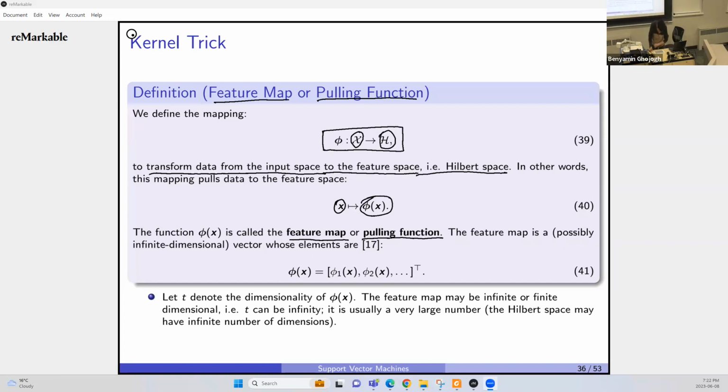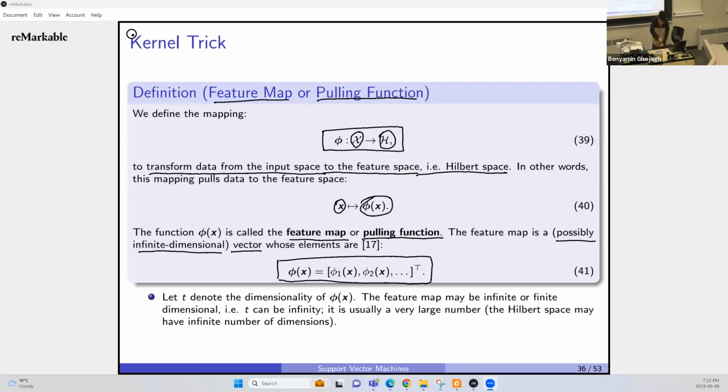The feature map is possibly infinite dimensional. Why? Because Hilbert space usually has larger dimensionality. Possibly it might be a finite or infinite dimensional vector whose elements are phi 1, phi 2, and so on. These are the elements of the vector phi.